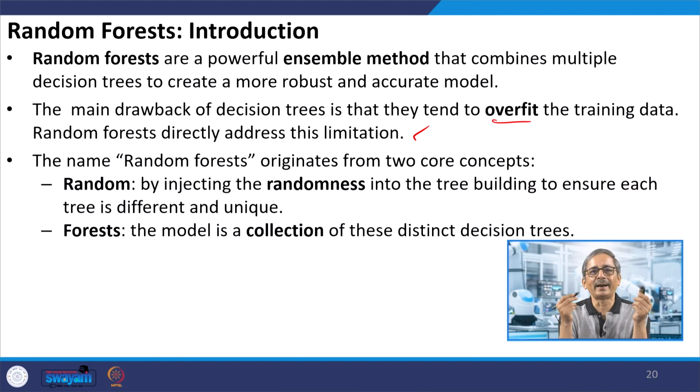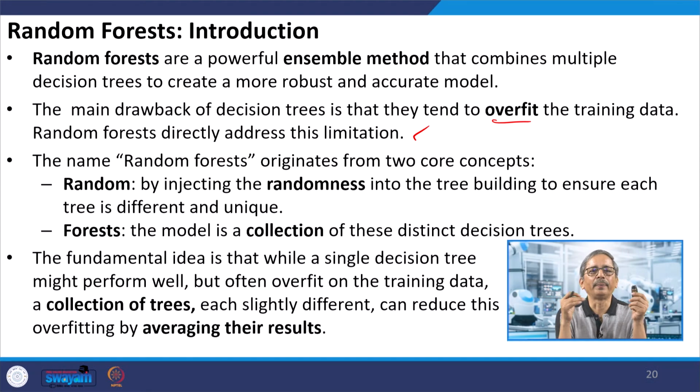Okay. So, this random forest originates from two core concepts. One is the random, which means that we inject randomness into the tree building in order to ensure that each tree is different and unique. And then the forest, that is the model, is a collection of these distinct decision trees. The fundamental idea is that a single decision tree can perform well, but overfit the training data. A collection of trees, each slightly different, can reduce this overfitting by averaging their results, and this is what is being done by the random forest.